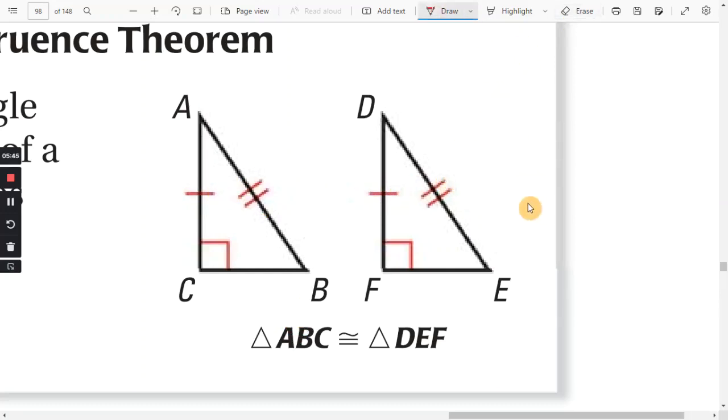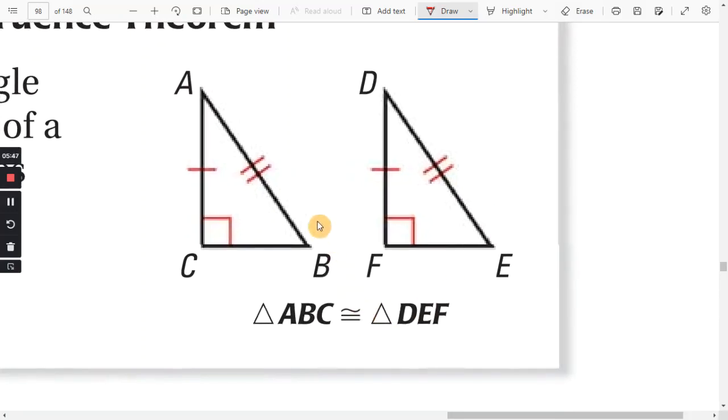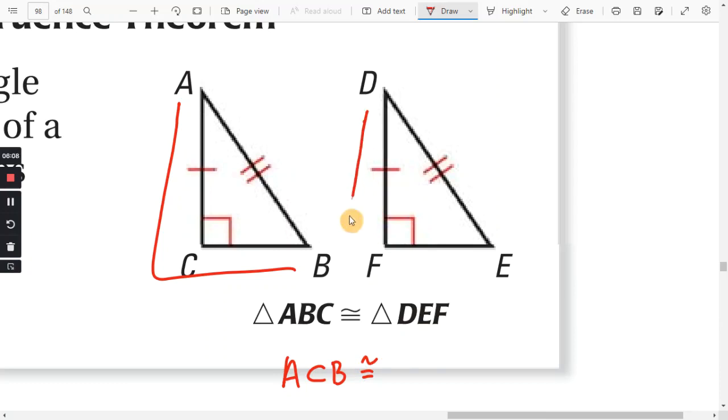And like we said, you just trace these the same way. They started with ABC, ABC, so the other one is going to be DEF. All right, if you want to do it a different way, you certainly can. You can say ACB, and then on the other side, you say DFE. So always trace them the same way.